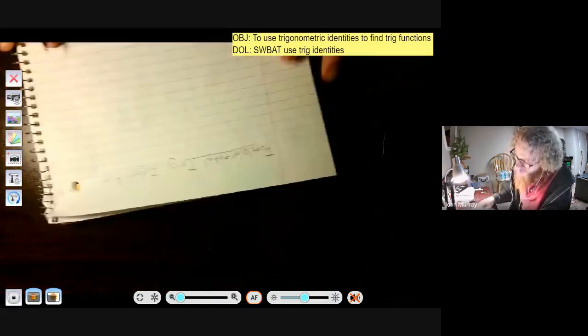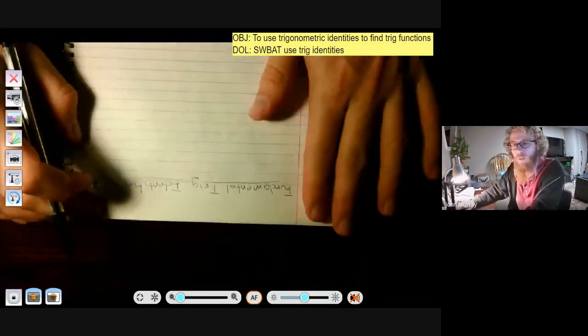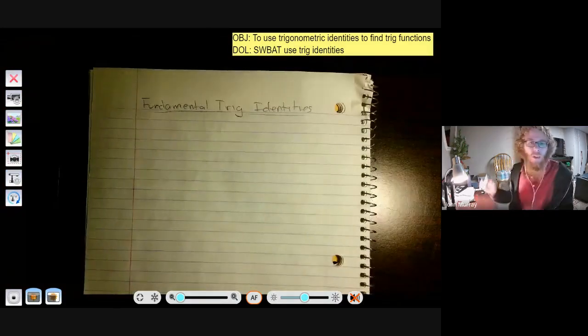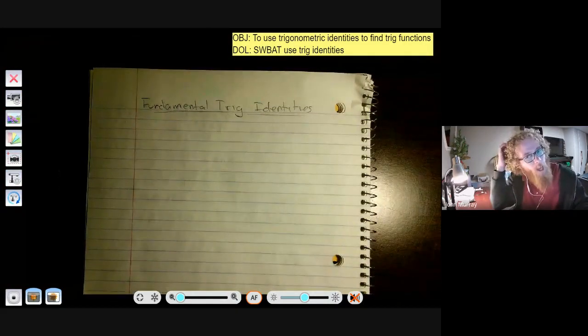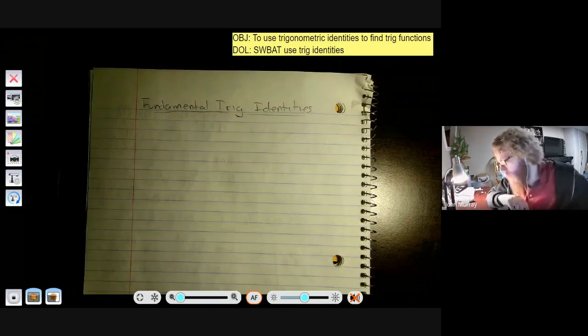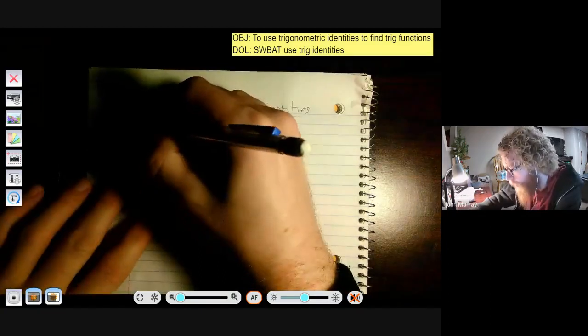Today we're going to go over a list of some rules that we have. Oh, I've got to flip this back. These are called trigonometric identities, or just trig identities. This is a list of rules that we can use to simplify things for ourselves. Let me just get started.